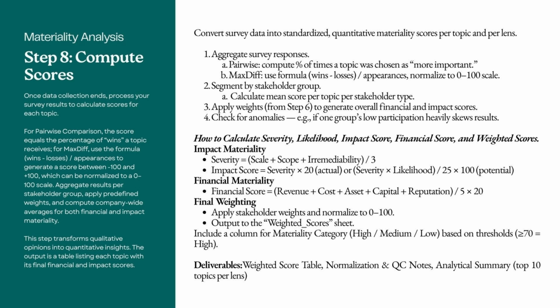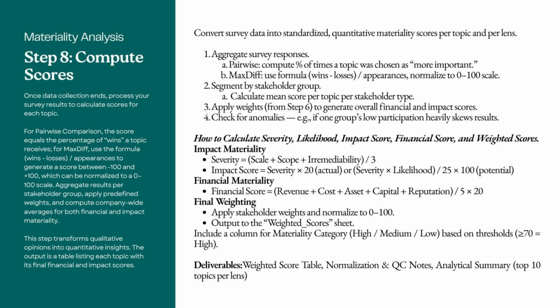At this stage, survey data is converted into standardized, quantitative materiality scores for each topic and for each lens. The first step is to aggregate survey responses. For pairwise comparisons, this involves calculating how often a topic was selected as more important. For max diff analysis, a score is calculated using the wins minus losses divided by appearances, and then normalized to a 0 to 100 scale.